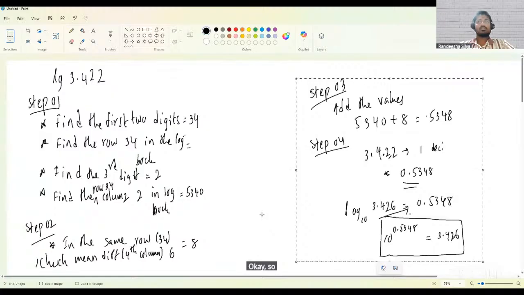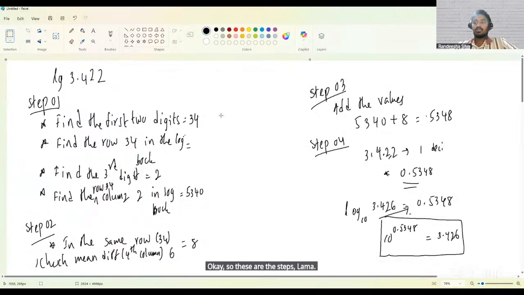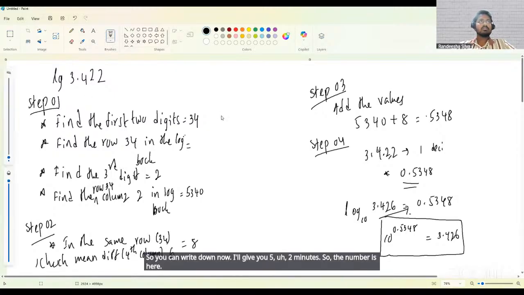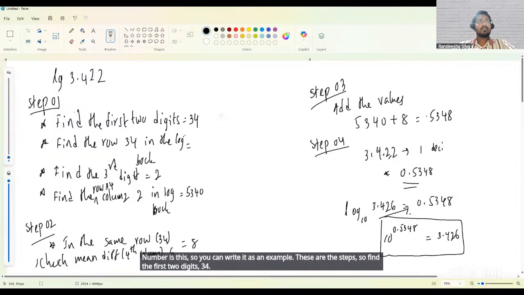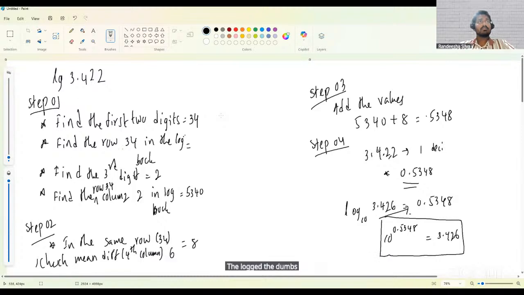Okay, so these are the steps. You can write down now. I'll give you 2 minutes. The number is this. You can write it as an example. These are the steps. Find the first 2 digits, 34, in the logarithm table. Then find the third digit, which is 2. Find row 34, column 2 in the logbook. Then it will be 5340.